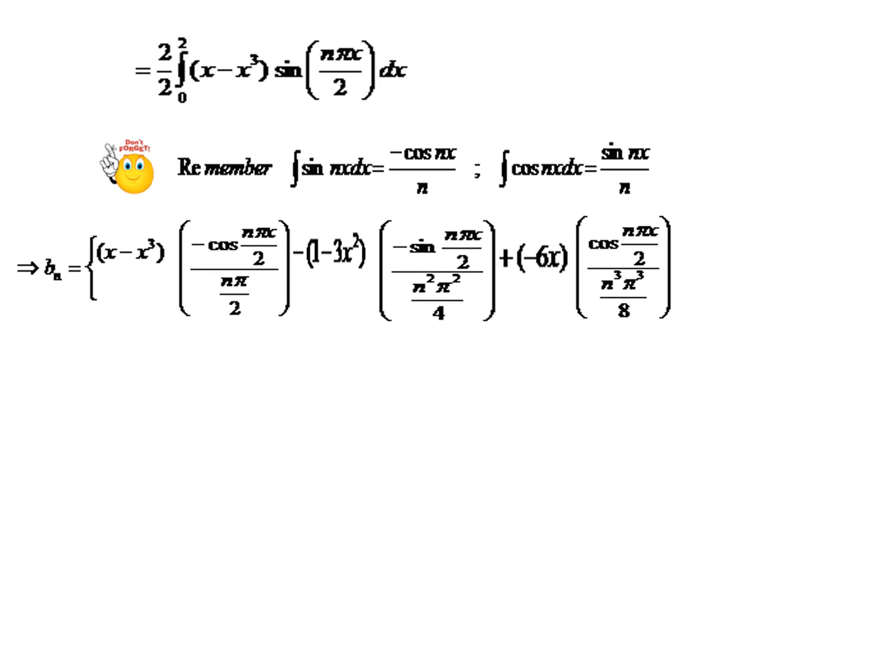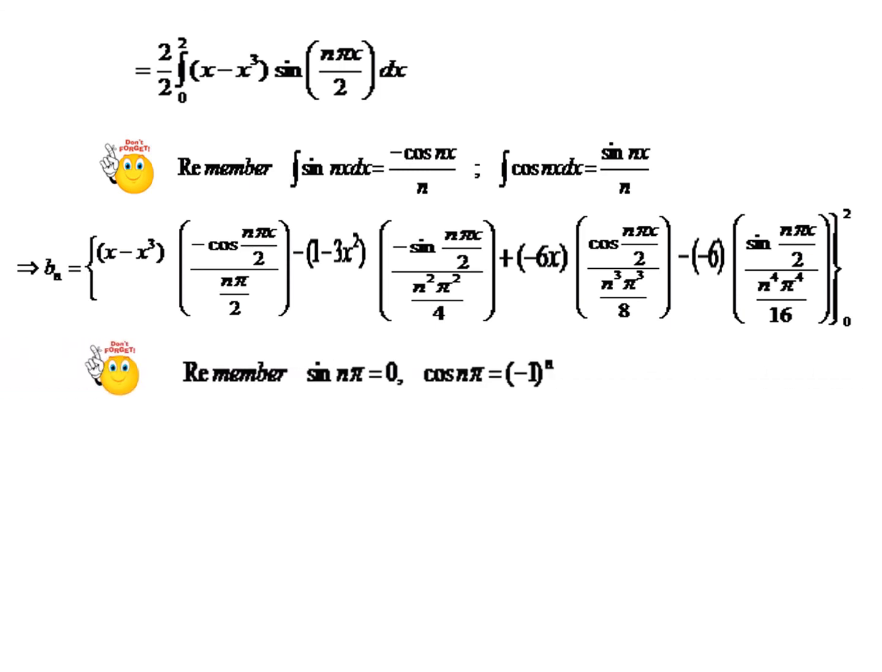Next, minus differentiate the first. So here what is the first term? Minus 6x. So that when we differentiate we get, yeah, minus 6, into integrate the second. So cos when we integrate we get sin n pi x by 2. Again n pi by 2 will come. So totally we will have n power 4 pi power 4 by 16. And that's all. The integration is over because we have got the constant on the first term. So the next, when we differentiate the first term, what we will get? Yeah, 0. So now we have to apply the limit.